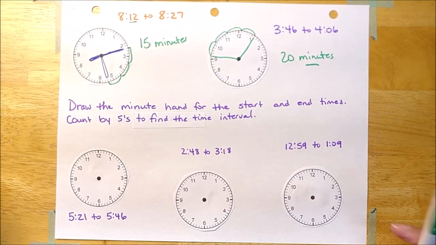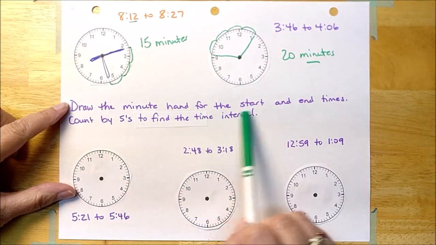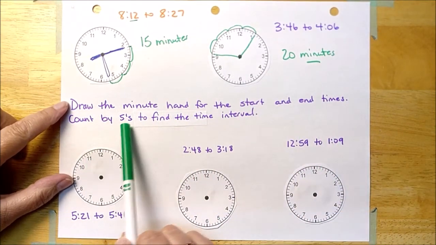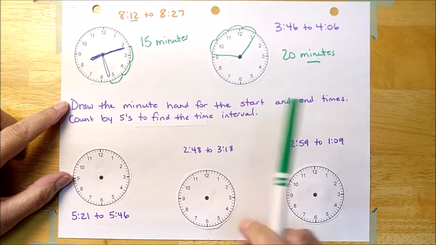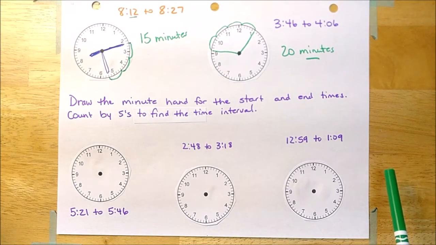Now you're going to do an exercise where you draw the minute hand for the start and the end times, and you're going to count by fives to find the time interval. So I'm going to ask you to pause and see if you can figure out what the time interval is between these. So pause.